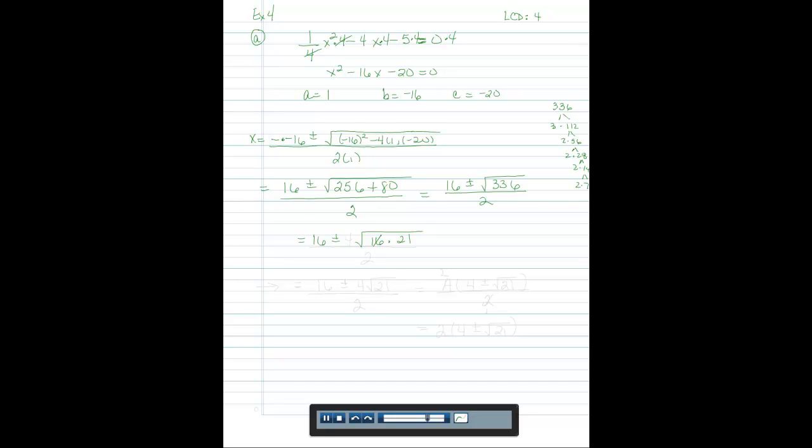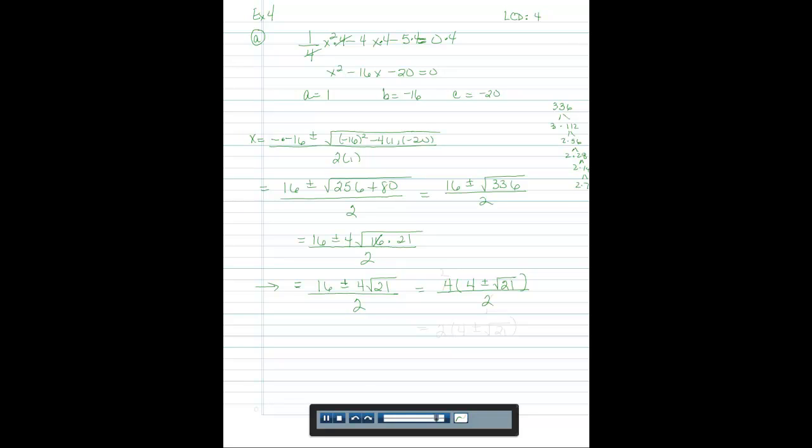Take the square root of 16. Well, let me say this first, all over 2. I'm getting ahead of myself. Now take the square root of 16, which is 4. So we have 16 plus or minus 4 square root of 21 all over 2. Now, look at your numerator and just look at 16 and 4. Can we factor out a common factor for 16 and 4? Yes, a 4. We can factor out a 4 and we're left with 4 plus or minus the square root of 21 all over 2.